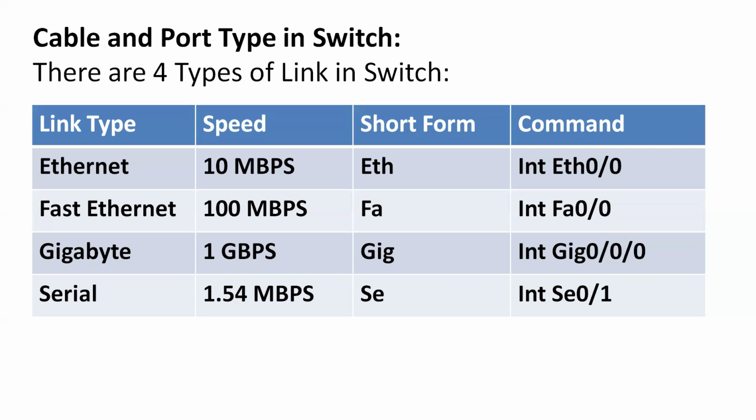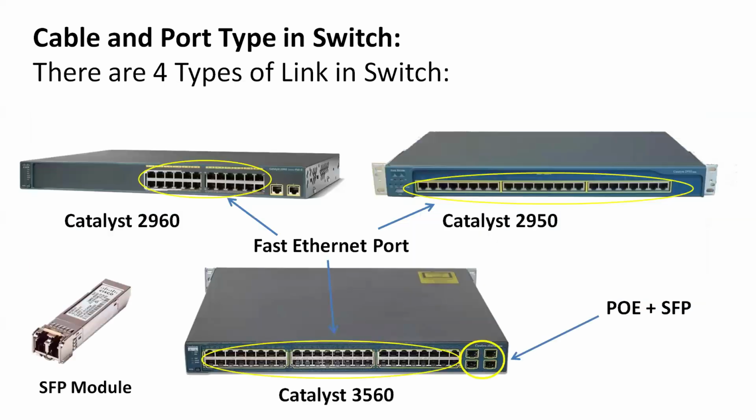Then we have the fragment free switch, a method that attempts to retain the benefits of both store and forward and cut through; it checks the first 64 bytes. Then we have adaptive switching, a method of automatically selecting between the other three modes.